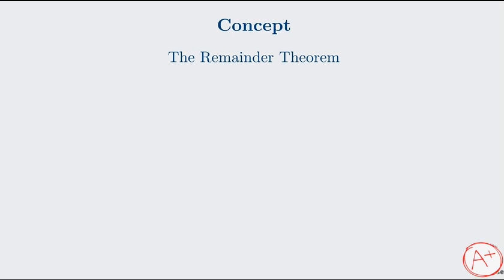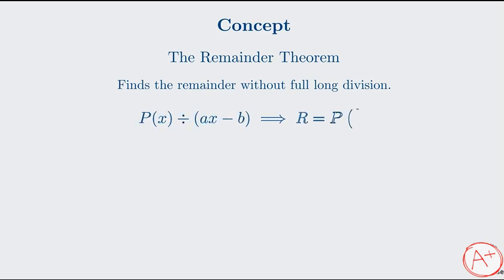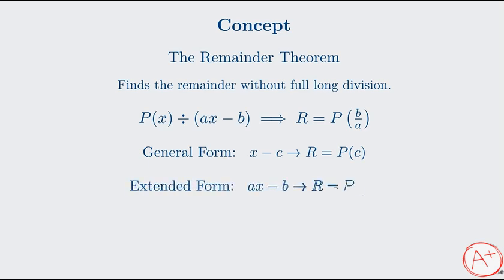The remainder theorem provides a shortcut to find what is left over after dividing a polynomial by a linear expression. Formally, it states that if a polynomial p of x is divided by a linear factor ax minus b, the remainder r is found by evaluating the polynomial at the value that makes the divisor 0. In the simplest case, if you divide by x minus c, the remainder is simply p of c. If there is a coefficient in front of x, like in ax minus b, we evaluate the polynomial at b divided by a. This works because we are essentially substituting the root of the linear divisor into the polynomial.